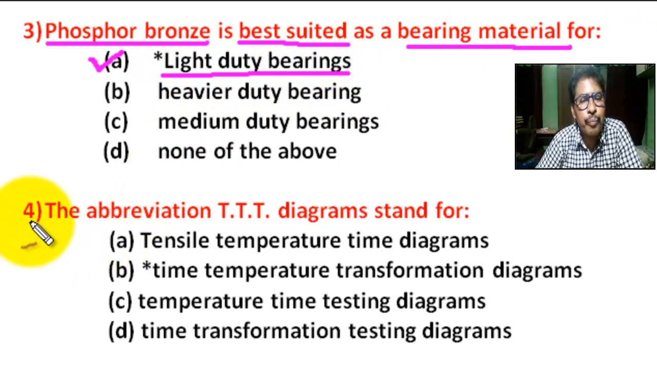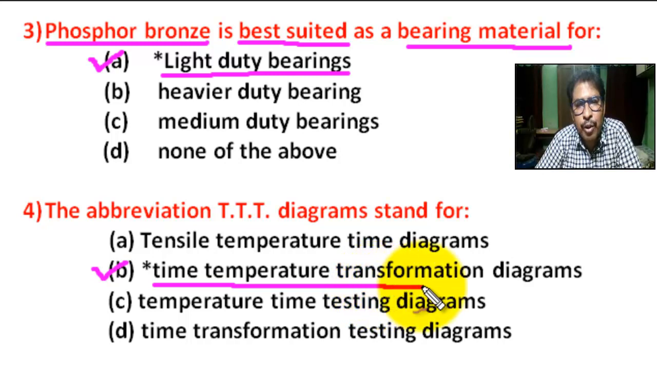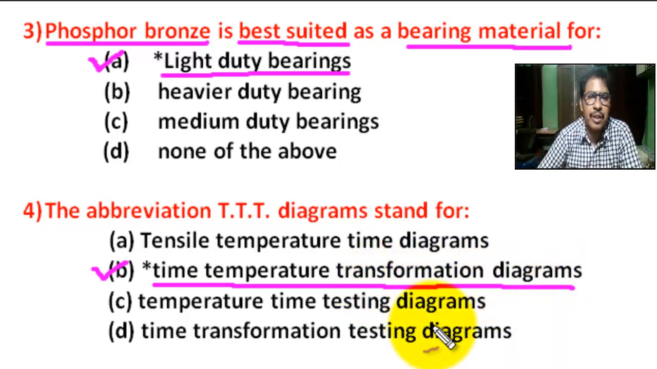Question number 4. The abbreviation TTT diagrams stand for. There are 4 options. Correct answer is B. TTT diagrams stand for time, temperature, transformation diagrams.